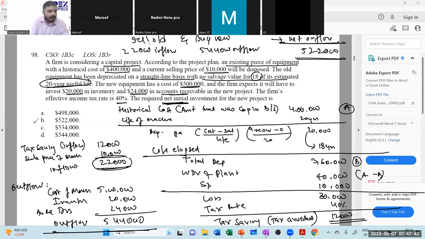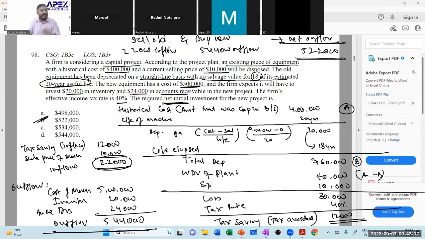5,22,000. Option B. Unique question, more focused on the chapter capital budgeting, which will be met in Group 2, chapter number 5. Capital budgeting, where you need to learn time value of money. That is okay. Time value of money, I'll teach you from my grave. I have that much confidence in time value of money.